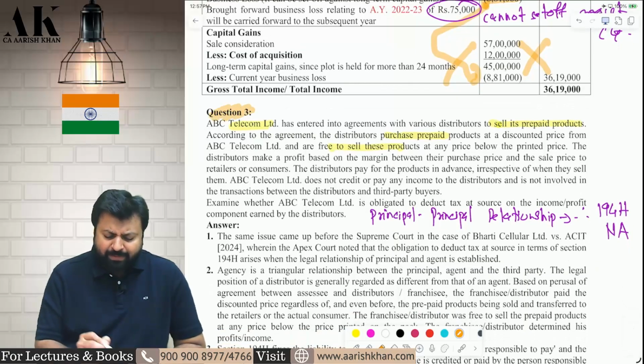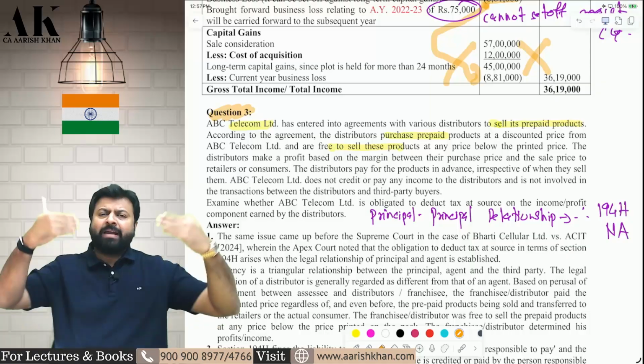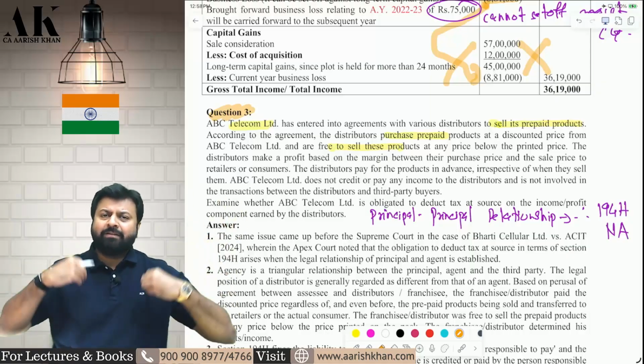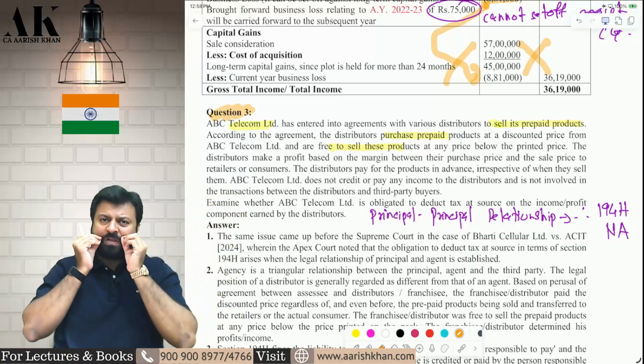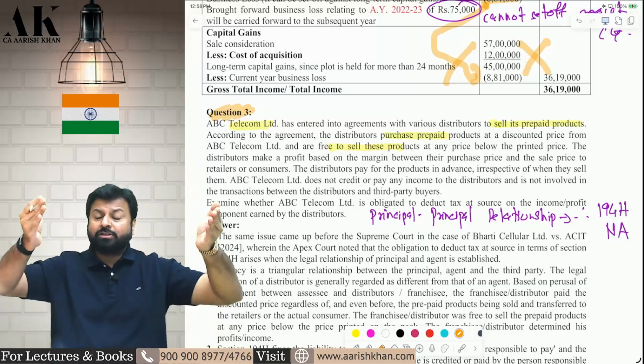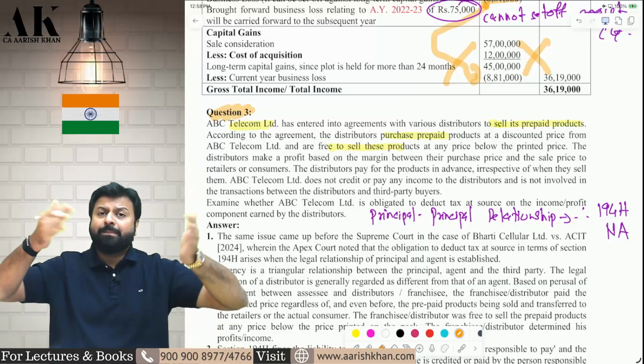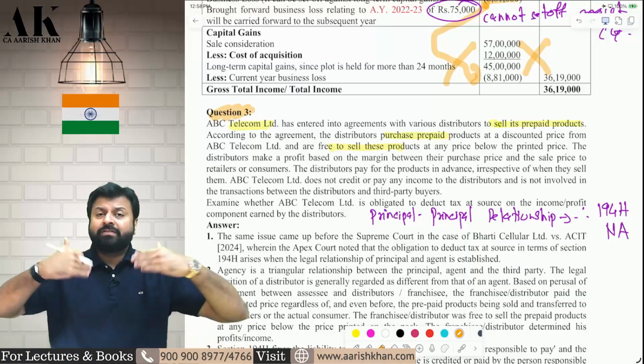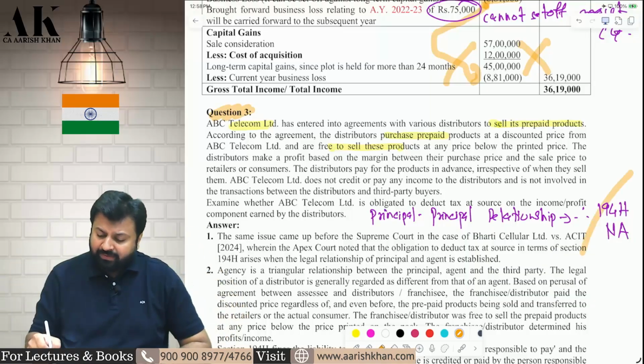Question number 3 is a very simple case law question. There is a telecom company and you are a distributor. And I am giving you SIM card, I am giving you recharge coupons, and I am selling you SIM card and recharge coupon. There is no principal-agent relationship. There is a principal-principal relationship. So if there is a principal-principal relationship, 194H will not apply.